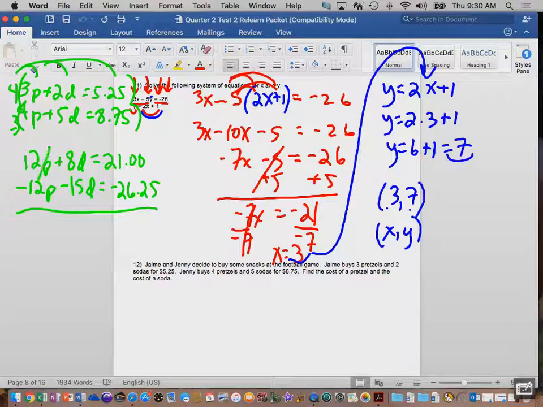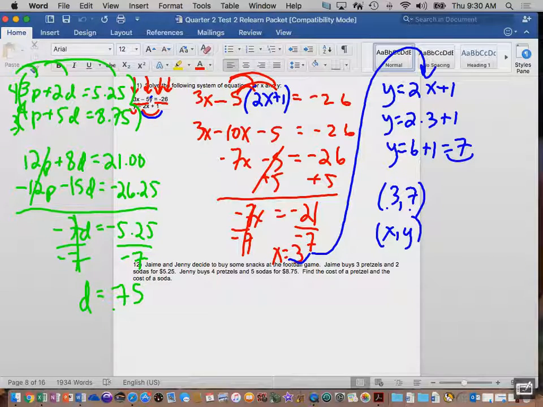Negative 7d equals negative 5.25. Dividing by negative 7, just be careful of your negative signs here. d equals, and how many times does 7 go into 525? I think it's 95. Let's see here, 7 times 70 is 490, and there's 35 left, oh, so it's 75, I'm sorry. So d is equal to 0.75.